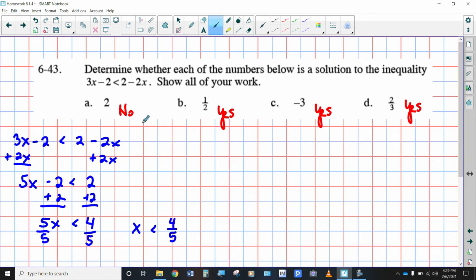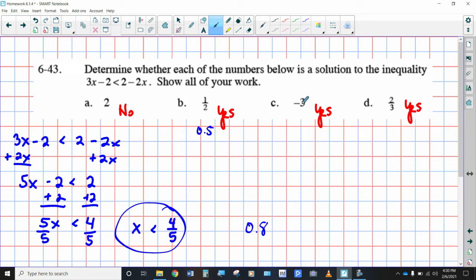All right, here, basically determine which one of these numbers is the solution to the inequality. Solve your inequality, and then how does this number compare to 4/5? Is it less than? No. Is this one less than 4/5? Yes. And how do we know? Because 4/5 is the same as 8/10, which in decimal form is 0.8. This is 0.5, so 0.5 is less than 0.8, so that would be a solution.